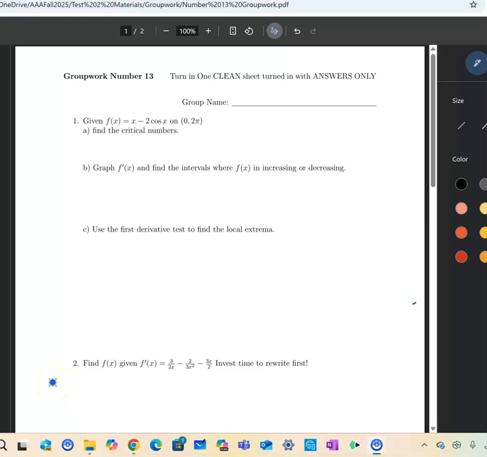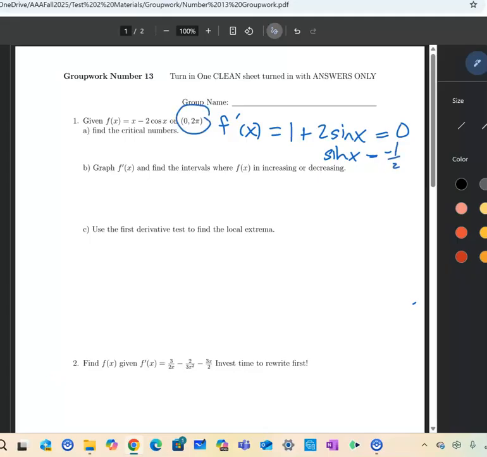Finding critical numbers means finding where the derivative equals 0 or doesn't exist. So let's first find the derivative, right? So plus 2 sine of x equals 0. Then I'm going to solve for the sine of x. That gives me a negative 1/2.